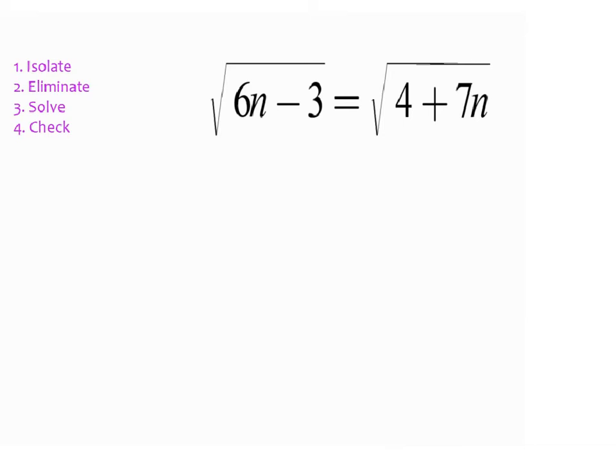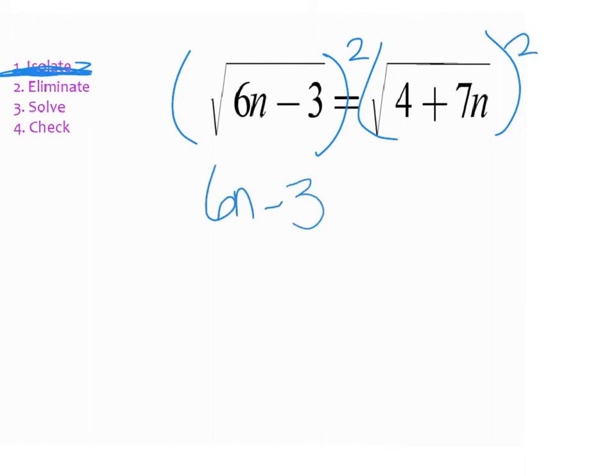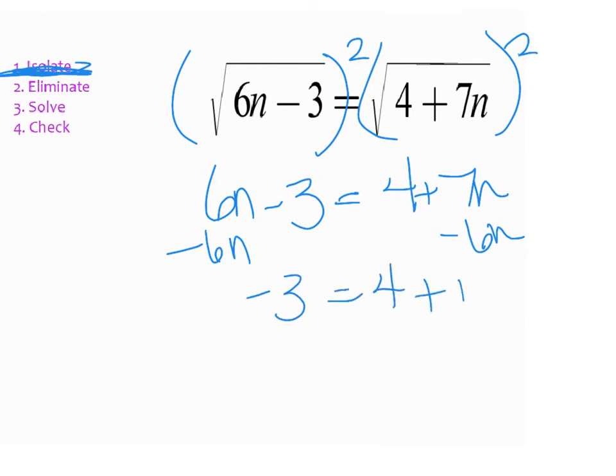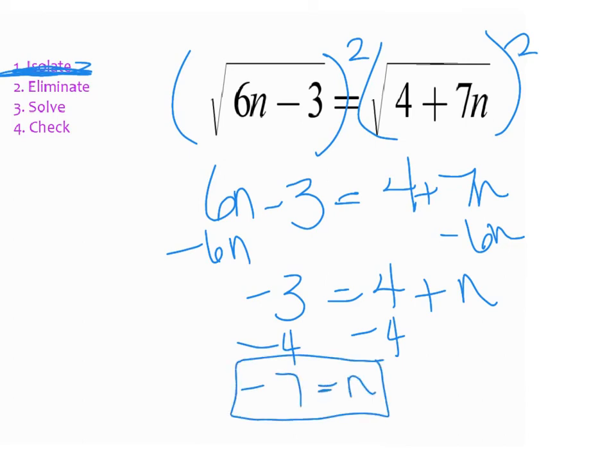All right, so when you're looking at this example now, I hope you're noticing I cannot isolate both sides. There's nothing to do. So I have to kind of cross that one off my list. I can't do it. Okay? Eliminate, though, I can square both sides and be okay. So then this side I have 6n minus 3 equals 4 plus 7n. And now I'll just solve this like a regular algebra equation. Okay, now I get an answer, so there's my solve. Now I need to check.